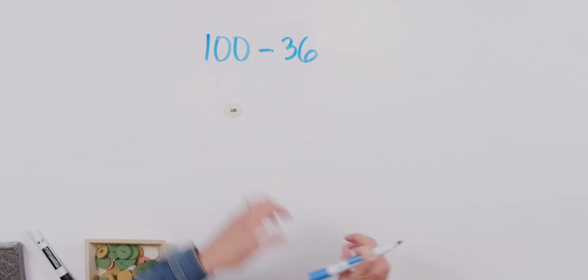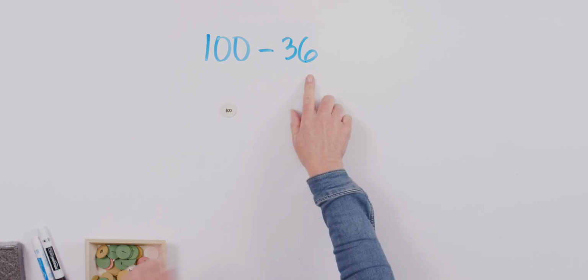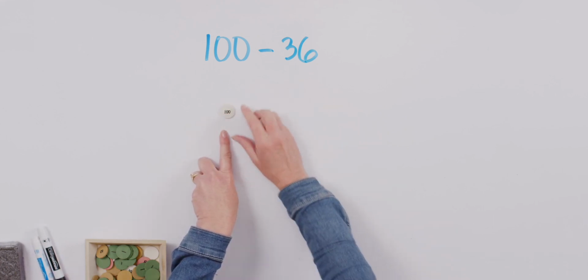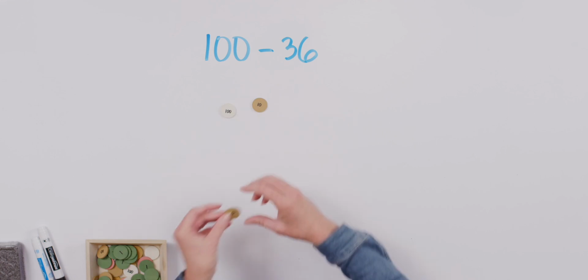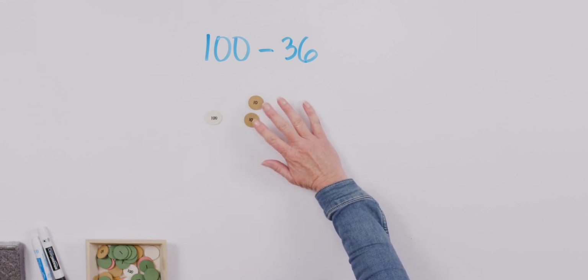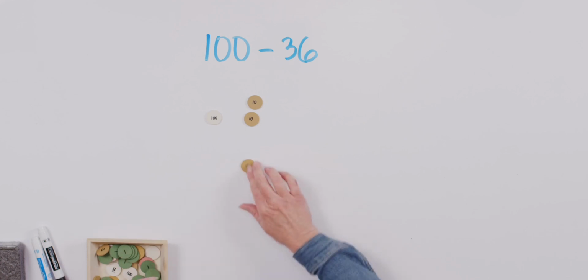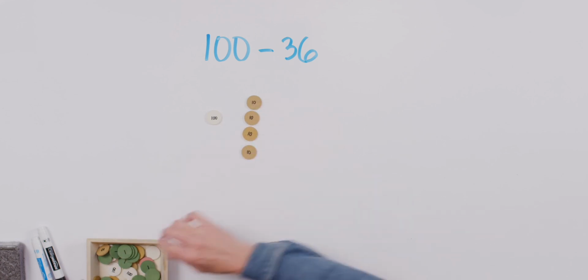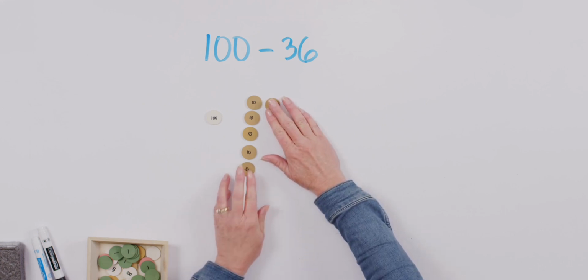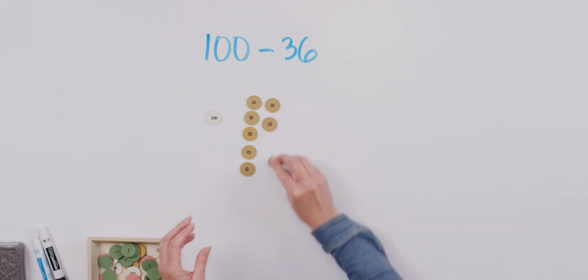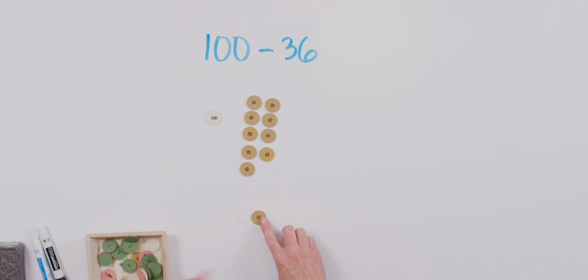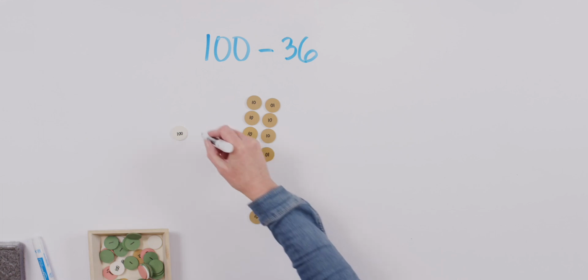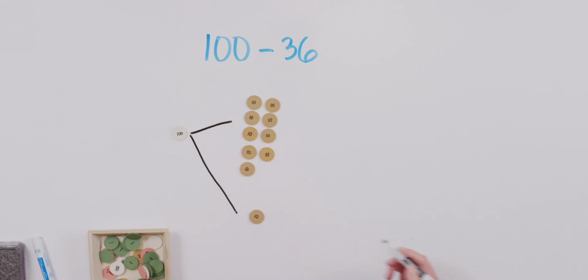If I had 100, but I'm wanting to take away 36, I may want to divide up my 100. Do you have some ideas? Yeah, we could split our 100 into 90 and 10. So if I count 1, 2, 3, 4, 5, 6, 7, 8, 9, there's 90, and then I have 10. So I took my 100 and split it up into these two groups, 90 and 10, okay?